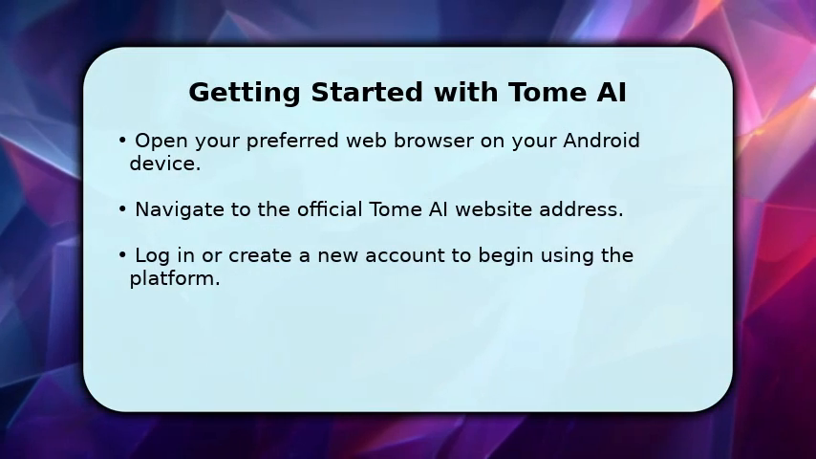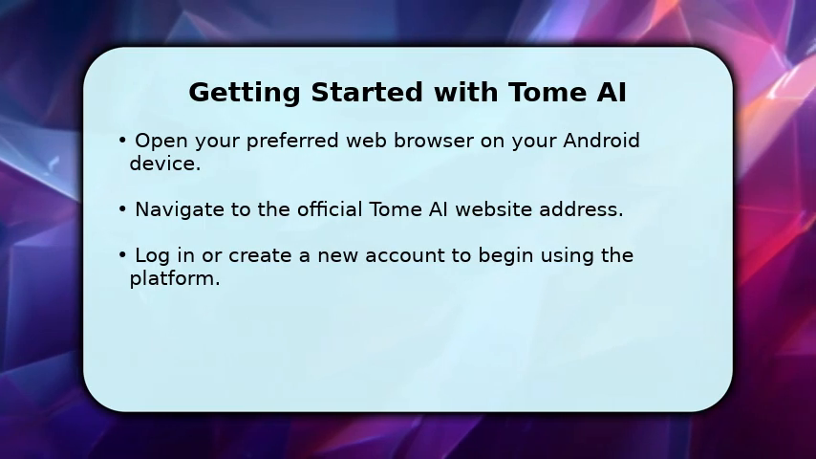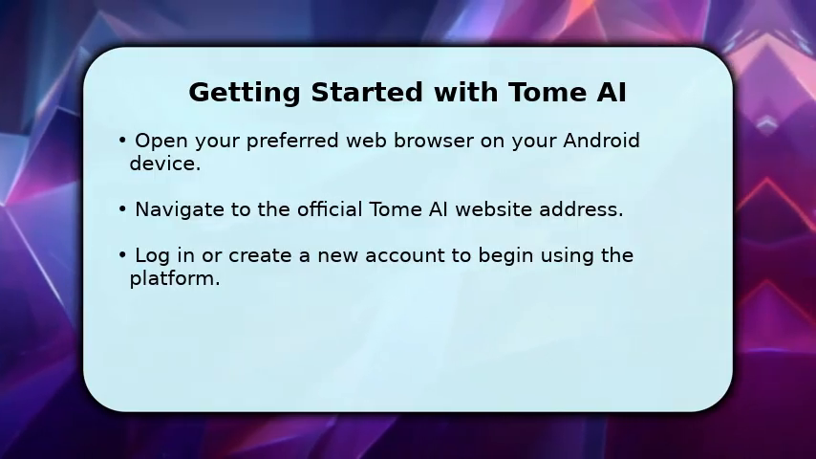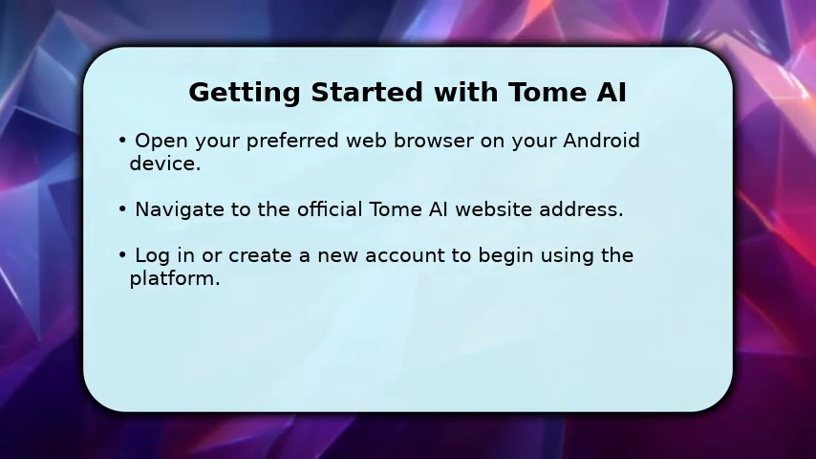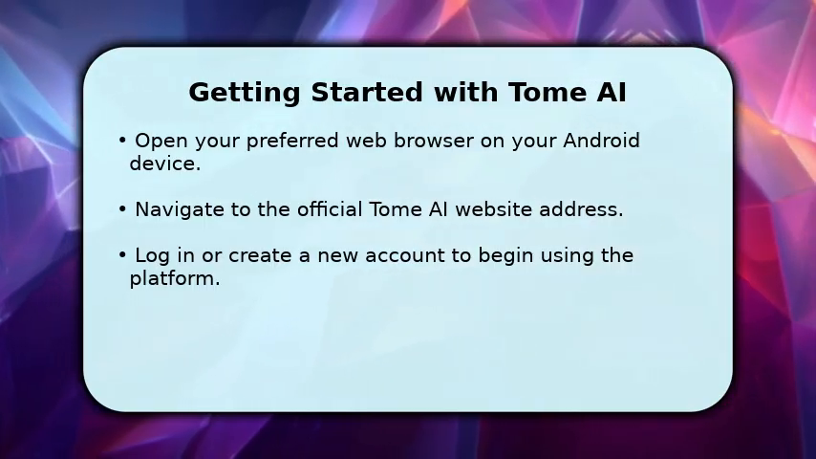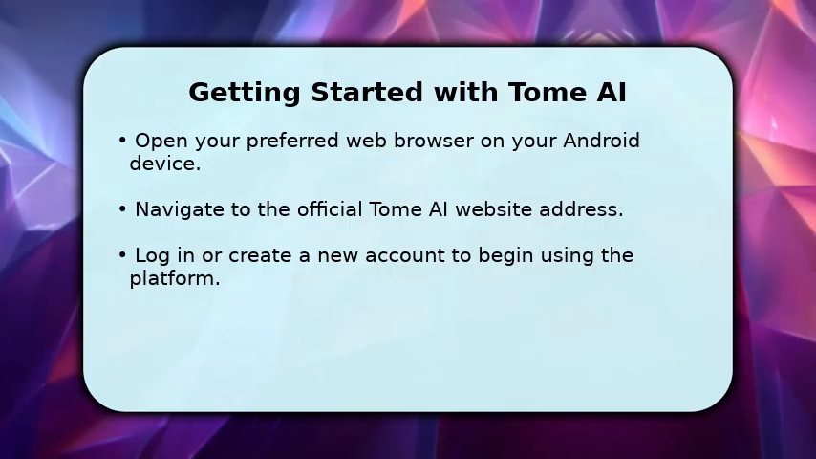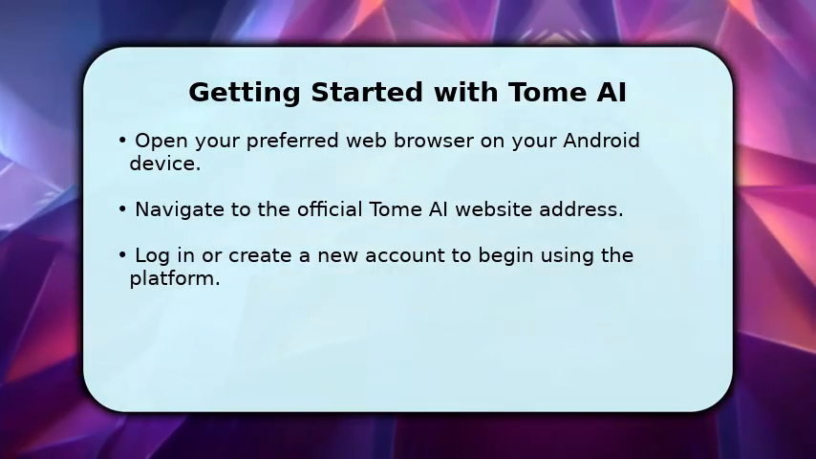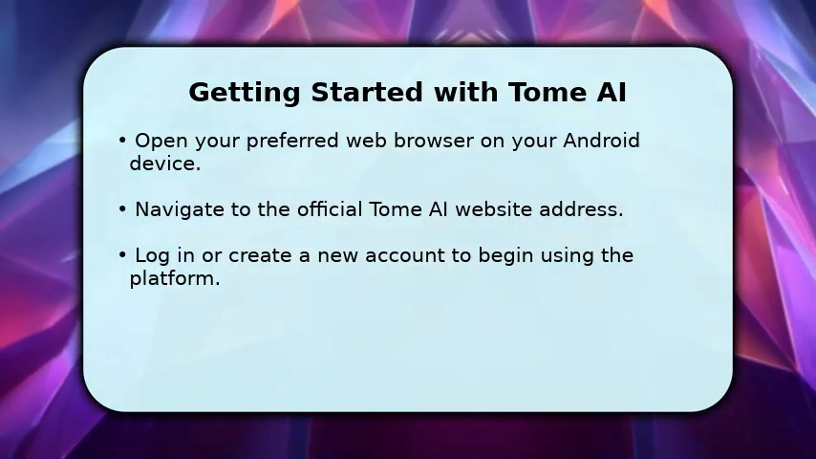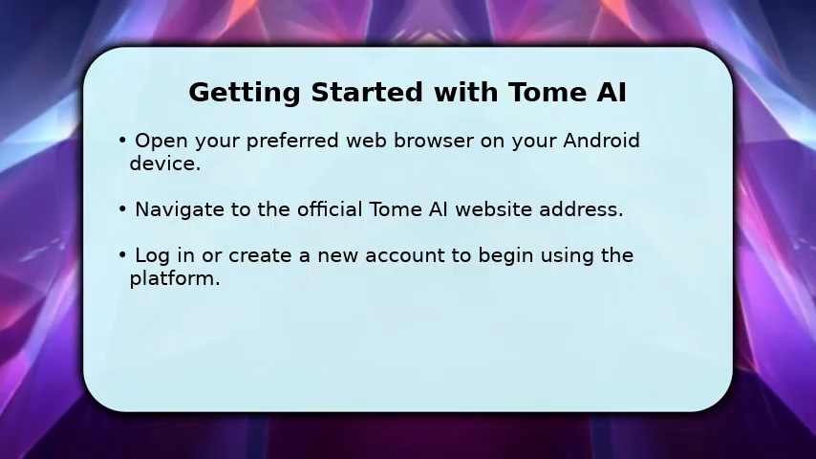To begin, open your favorite web browser, such as Chrome or Firefox, on your Android device. Then, type in the official Tome AI website address into the search bar. Once on the site, you will either log in with your existing credentials or sign up for a new account. The process is quick and secure, typically taking less than 1 minute to complete. You'll be ready to create in no time.